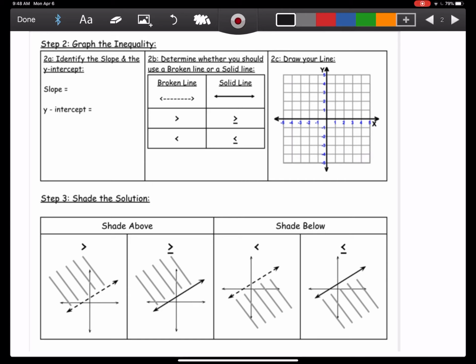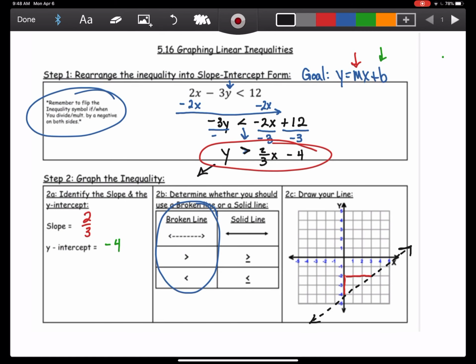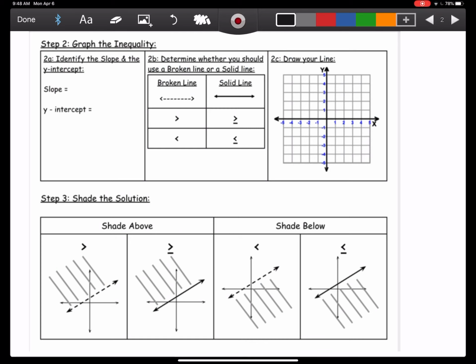So we have step 3 down below. It says shade the solution. This is the part that tells us where the rest of the points are located that make this inequality true. So if we were dealing with an inequality, let's jump back. Y is greater than 2/3 x minus 4. So that's our new inequality.